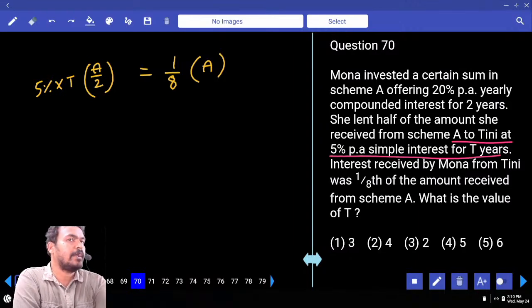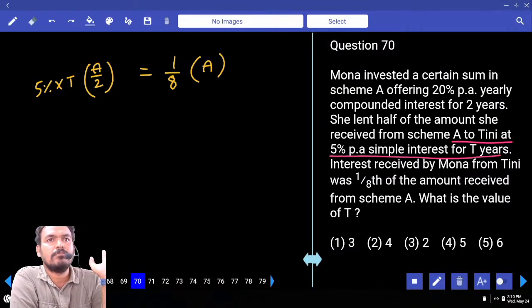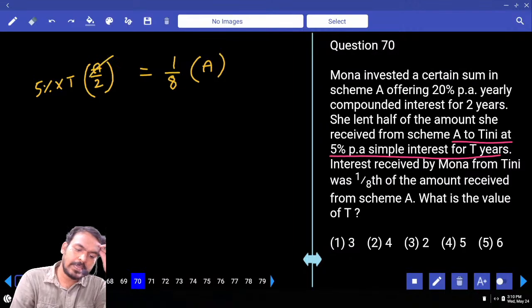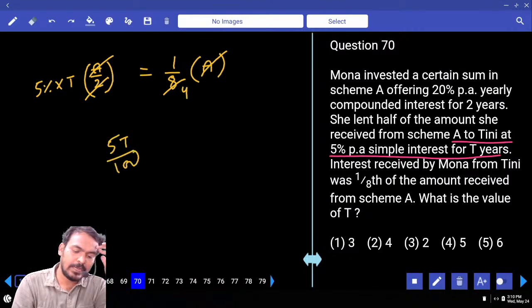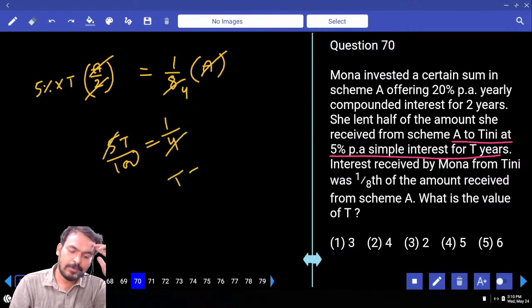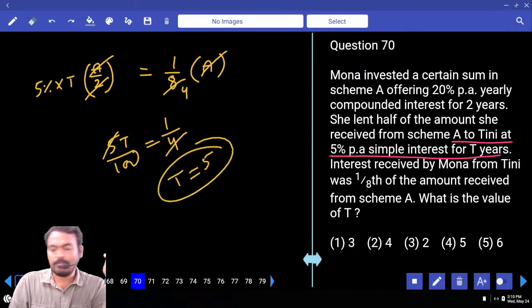Okay. What is the left hand side value? Interest received by Mona from Tina. That is equal to which one? 1/8 of the amount received, or not? Both sides A cancel, or not? 2 how many times? 4 times, or not? 5t% means 5t by 100 equal to which one? 1/4, or not? 5 and 4, 20. 20 how many times? 5. T equal to how many years? 5 years, or not?